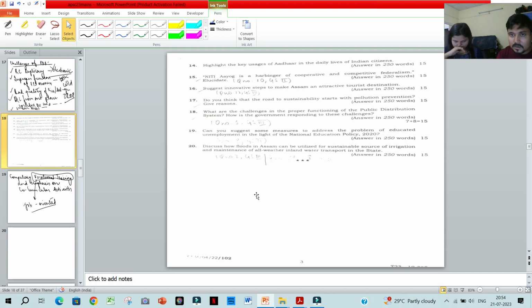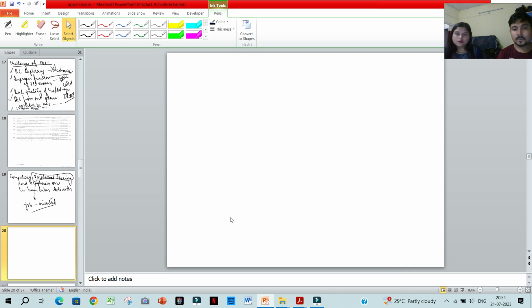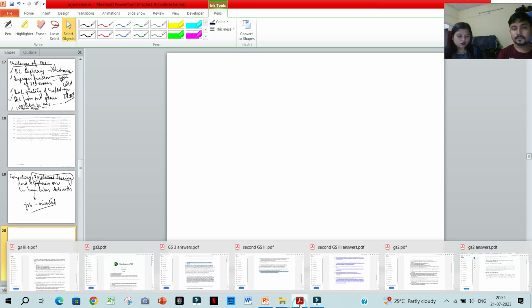So today this is the last question I guess. Yes. Discuss how floods in Assam can be utilized for sustainable resource of irrigation and maintenance of all weather inland water transport in the state. So here, I think I have already told this, that there are two different questions about Assam's floods, as we did in GS3 question number 2.